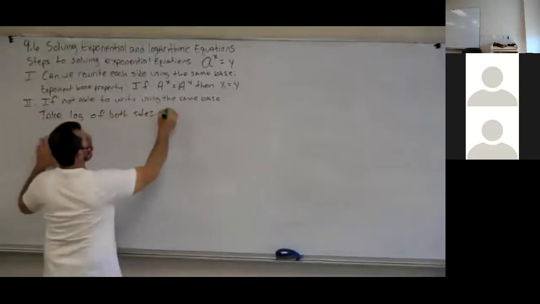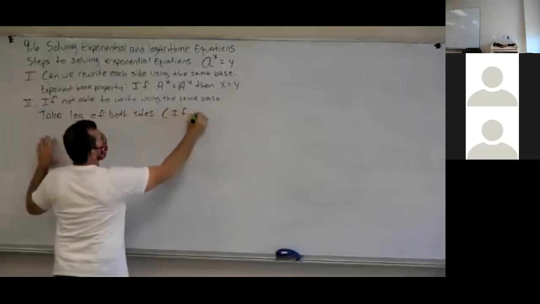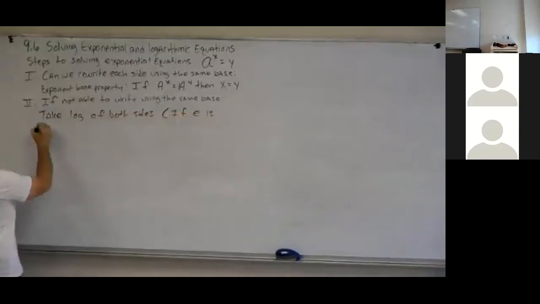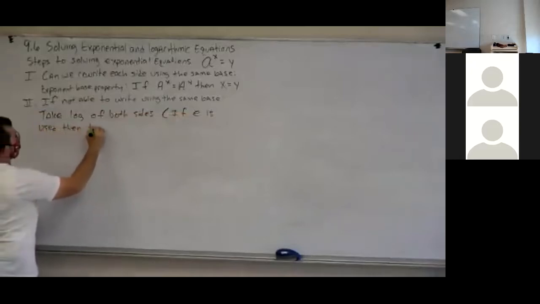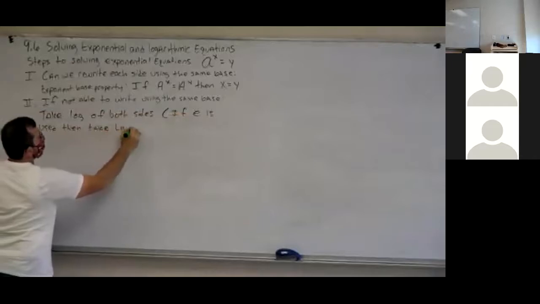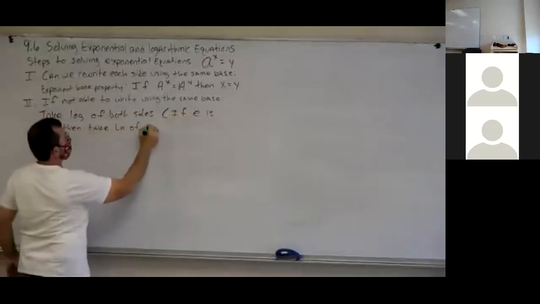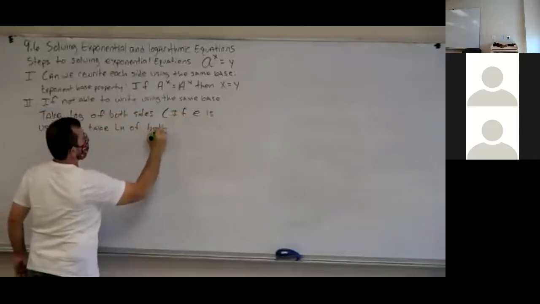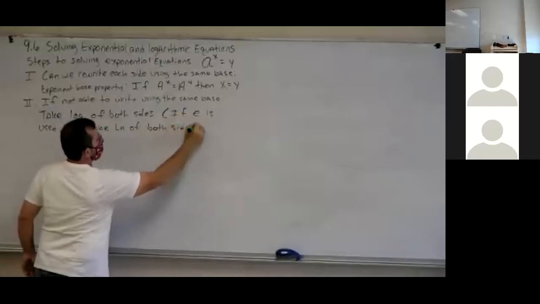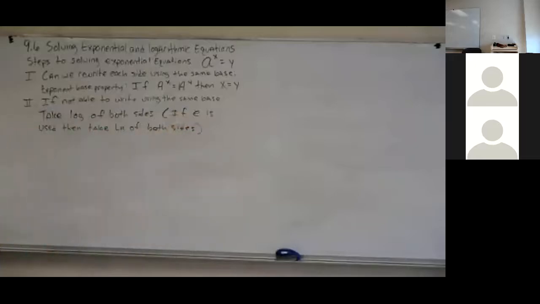Now, if e is used in the problem, then I'll take ln of both sides. It would work if you did a log, but when you got e and you take the ln of e, that becomes a big 1. ln of e equals 1. So I use ln, it makes these problems easier, okay? Only if I got that little e in my problem.